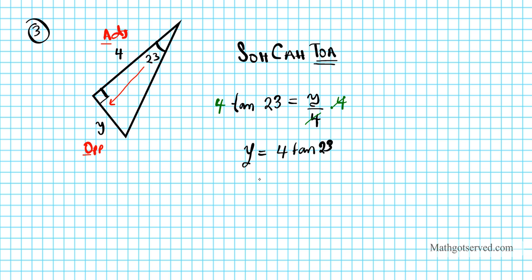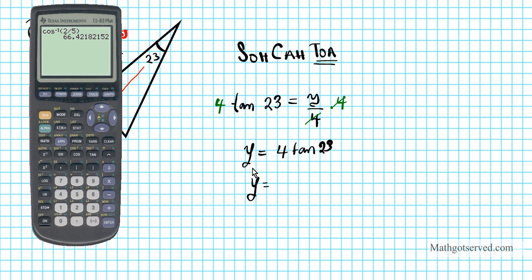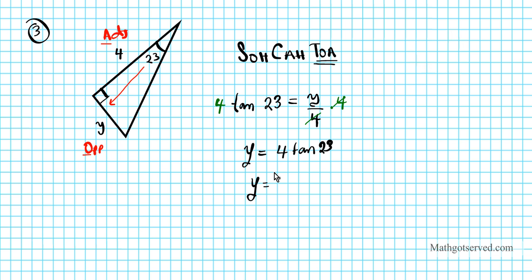Okay? So we're going to plug it in a calculator, and let's see what we get. So plug it in a calculator, we have 4 tan 23. Final answer is 1.7 to the tenths place. So let's put that there, 1.7. So that's what the measure of y is, 1.7. Okay, so there you have it.